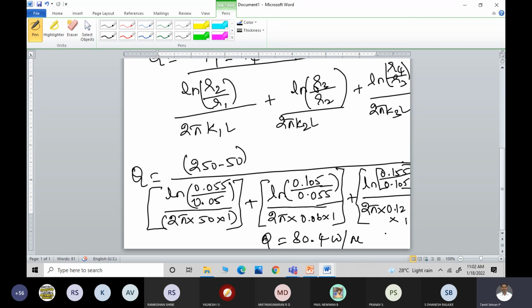I think I have taken this problem from Sachdeva. Have you found out the values? Yes, sir, I'm getting around that. Is it 80.4? I'm getting 80.3, but we can keep it as 80.4. Okay, that's fine.